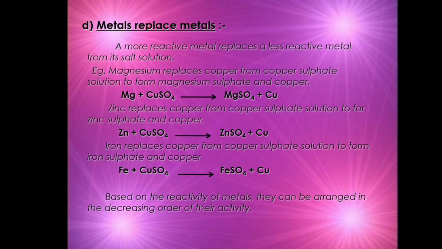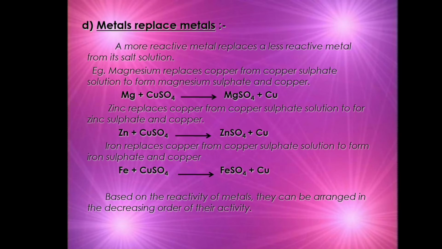Now let us see reaction with acids. Here, metals react with acids to form metallic salts and hydrogen. For example, zinc reacts with dilute hydrochloric acid to form zinc chloride and hydrogen. Most nonmetals do not react with acids. Some nonmetals like sulfur react with concentrated nitric acid to form sulfur dioxide, nitrogen dioxide and water.